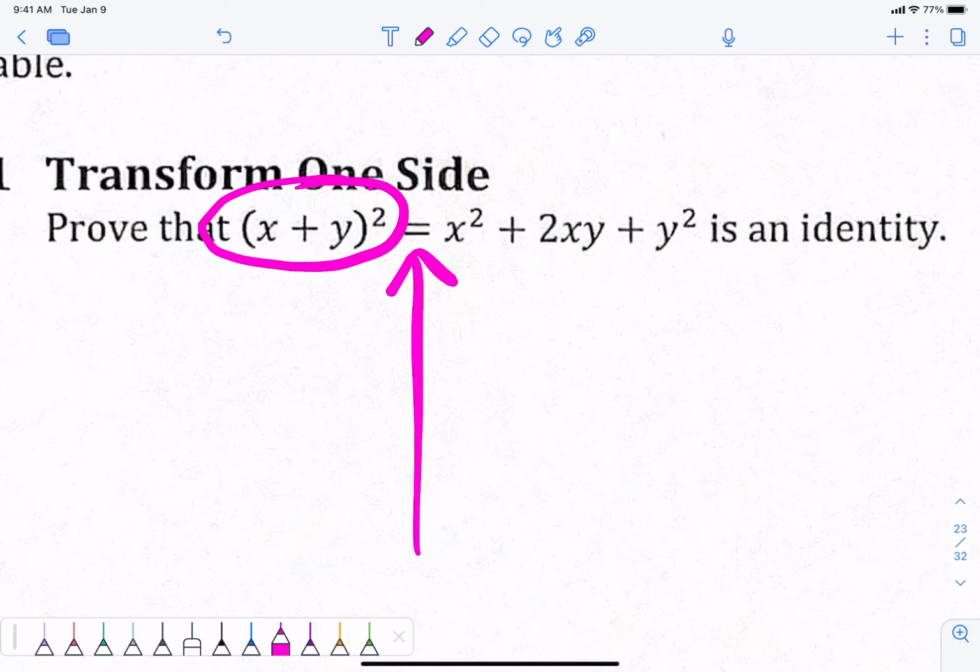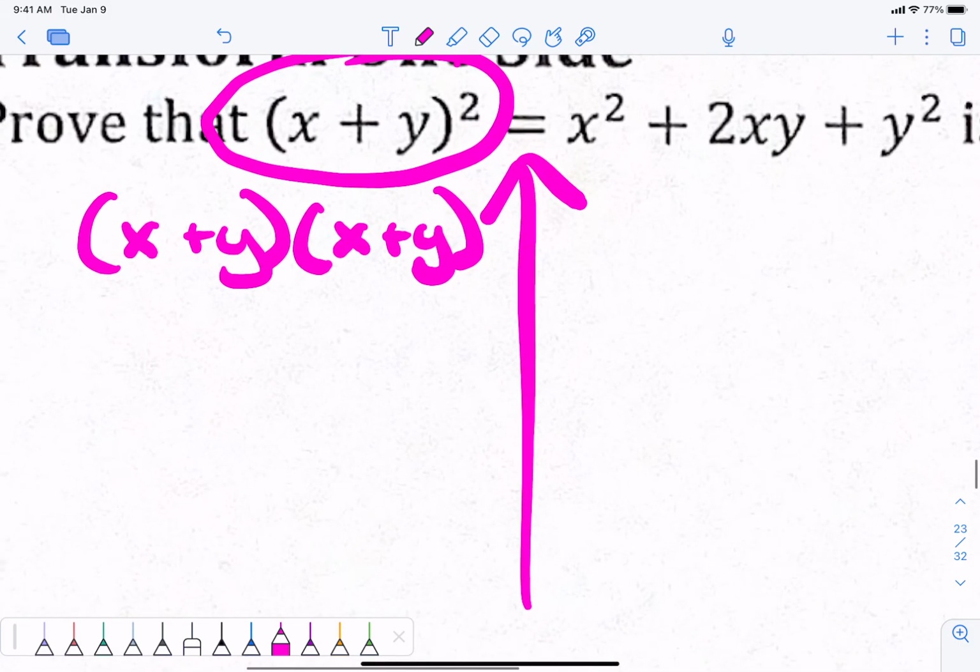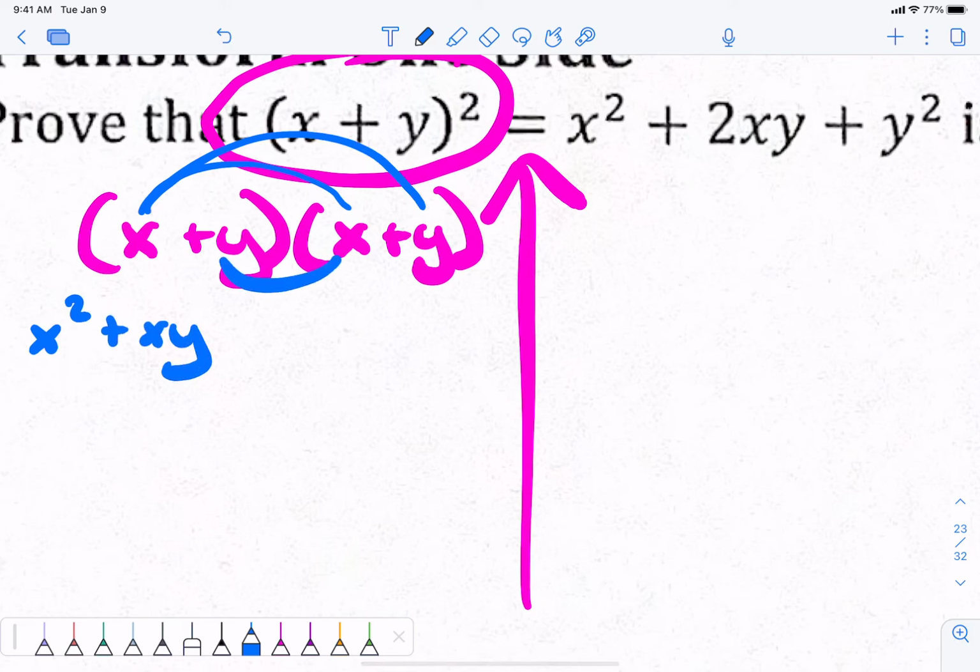I'm going to FOIL that out, right? X plus y squared is like x plus y times x plus y. That's what it means to square something, okay? And then we have to FOIL, okay? We can FOIL that pretty easily. X times x is x squared. X times y is plus xy. Y times x, I'm going to call it xy again just because the variables are the same. And then y times y is plus y squared.